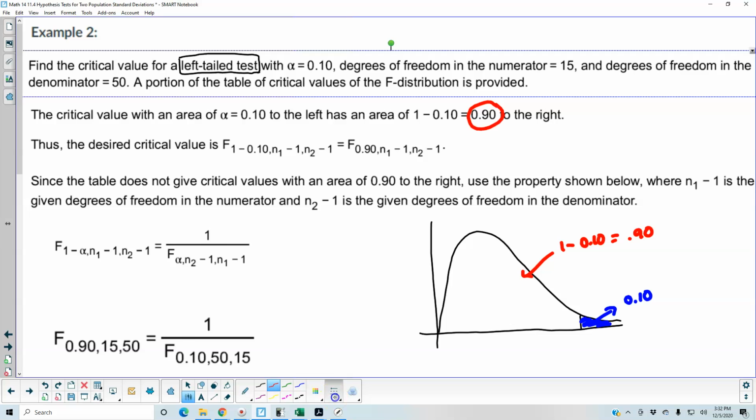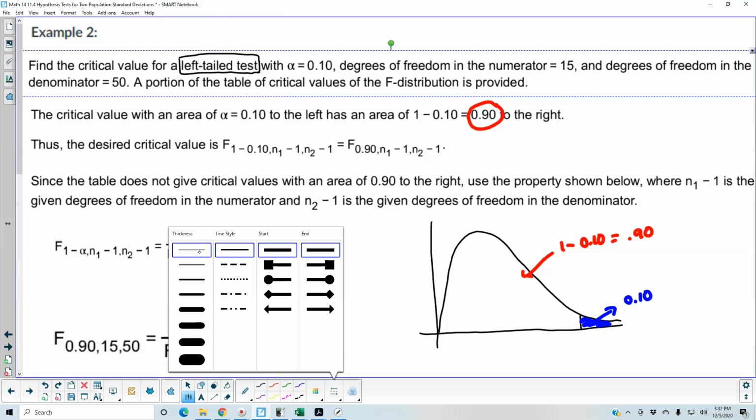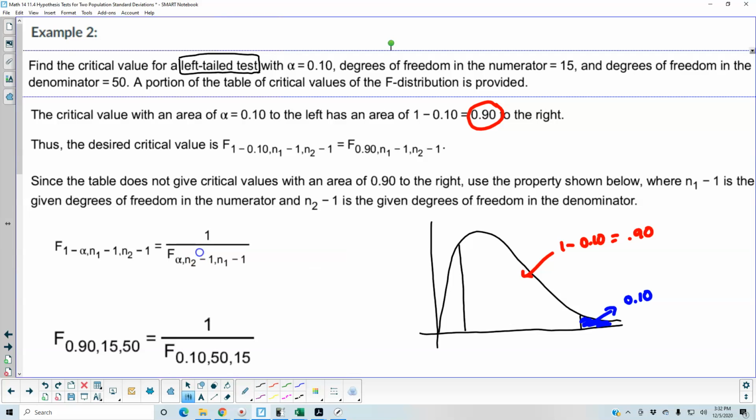What we want to do is find this critical value here, which is the F critical value at 0.90 with the degrees of freedom in the numerator being 15 and in the denominator 50. On this side, this would be the area of 0.10 with the degrees of freedom being 50 in the numerator and 15 in the denominator.